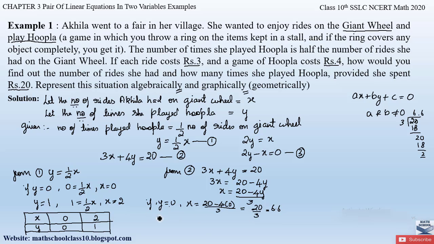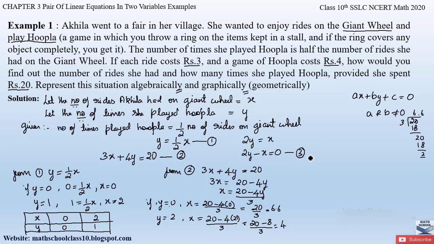For the second number, if we substitute y is equal to 2, always remember we should get a whole value for x. So 20 minus 4 into 2 divided by 3. You will get 20 minus 4 twos are 8, divided by 3. What is 20 minus 8? It is 12. So 12 divided by 3 is 4, right? So we got y is equal to 2 and x is equal to 4.